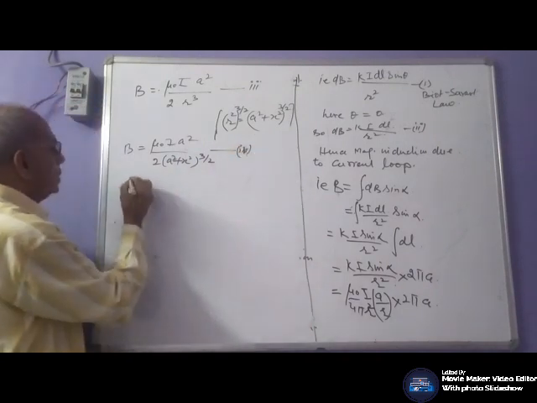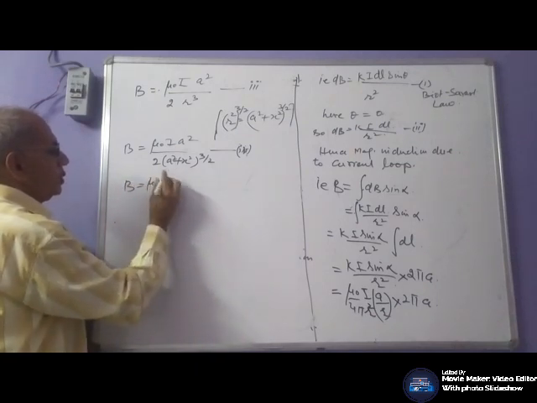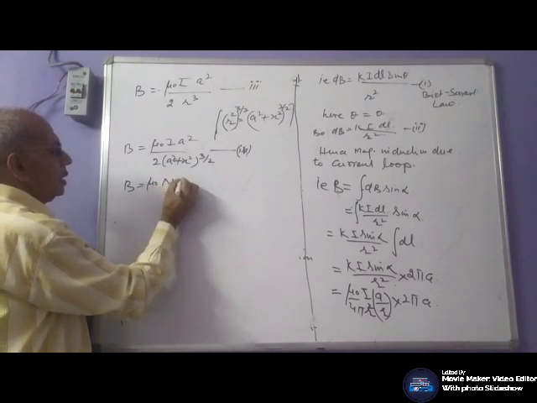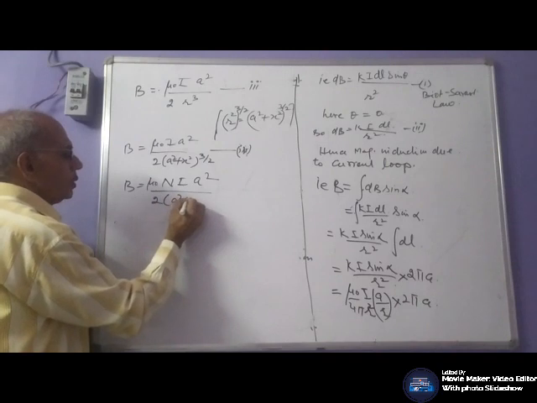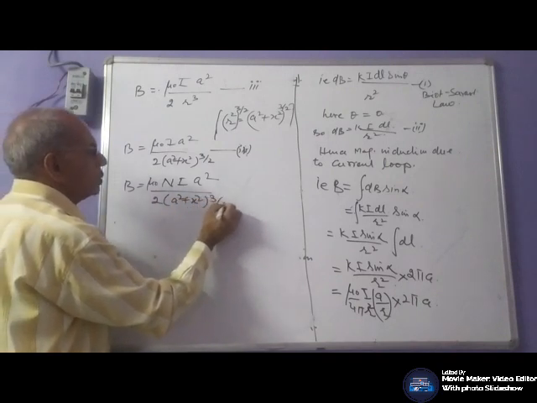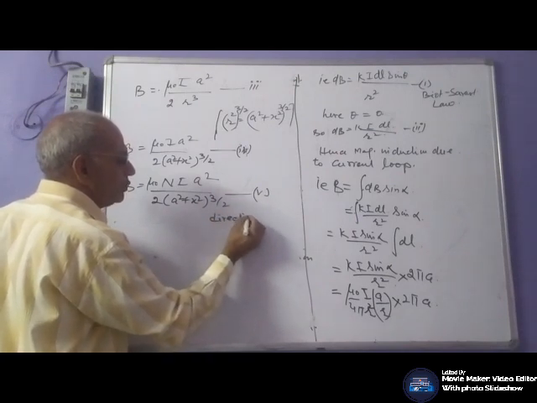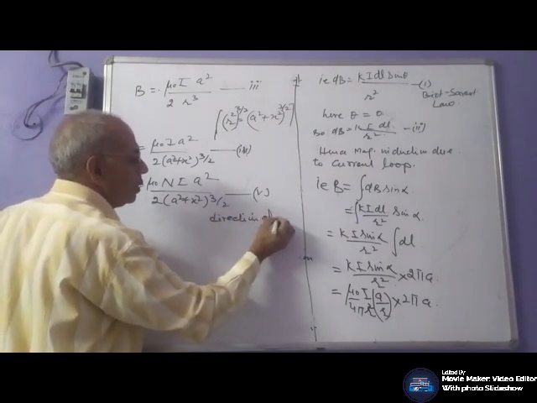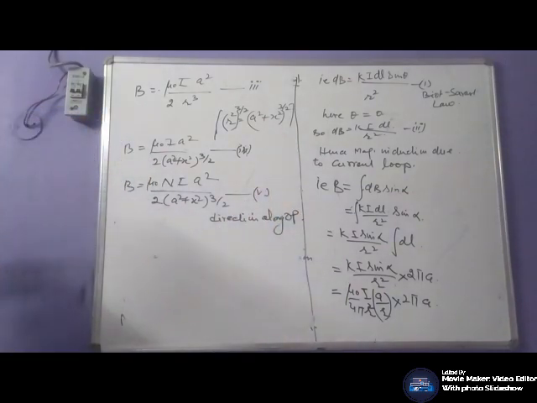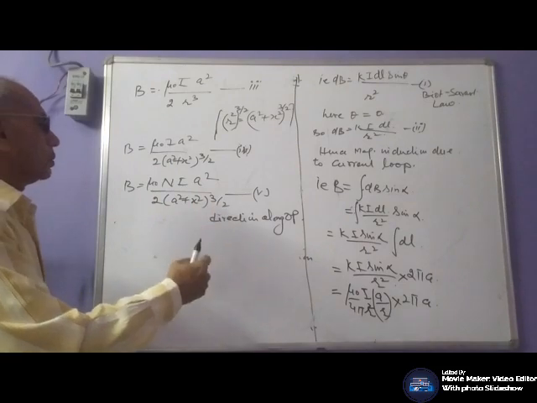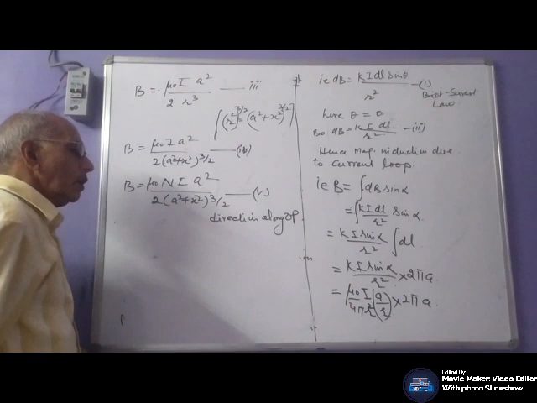Fourth, B equals mu naught N I a square by 2 times a square plus x square to the power 3 by 2. And the direction, see the figure, along OP, applying the right hand thumb rule; the fingers go outward, so along OP.